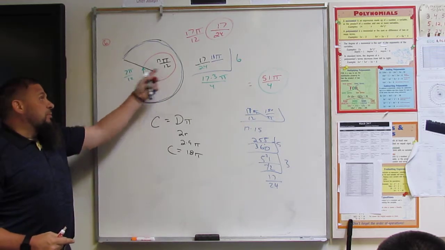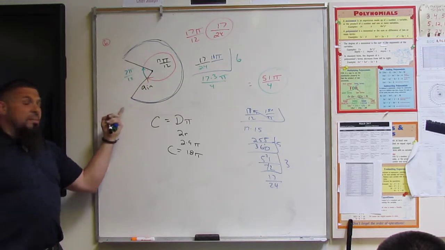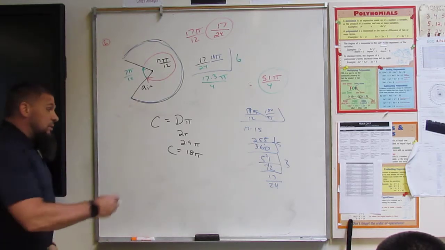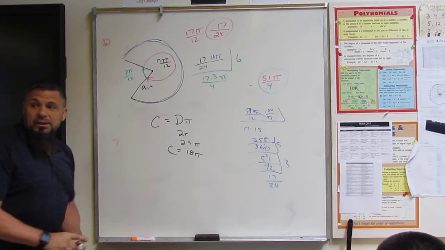Now you can always work backwards too if they want this piece, right? Well, how much would this be? Well, that would be 7/24, right? So then we would take 7.